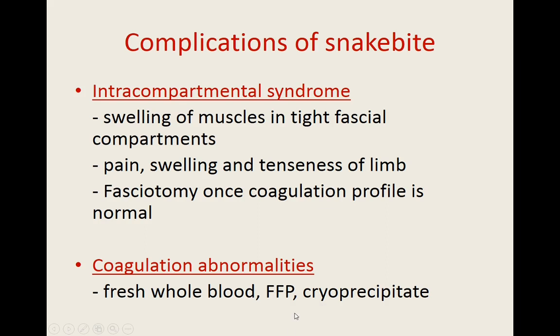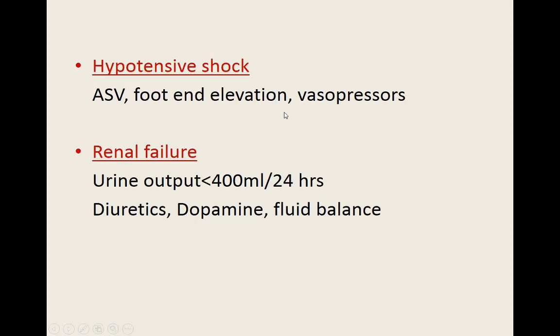Then another complication of snake bite is coagulation abnormalities, which we are all aware of, the bleeding manifestations. This can be treated by fresh whole blood, fresh frozen plasma, or cryoprecipitate. Then hypotensive shock is another complication of snake bite. This can be treated by anti-snake venom. Shock is one of the indications for anti-snake venom administration. Foot end elevation, the foot end of the bed is raised, and treatment with vasopressors like dopamine.